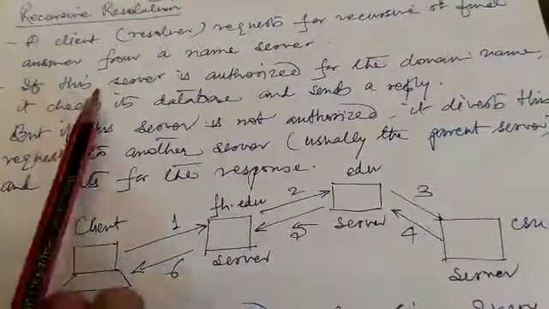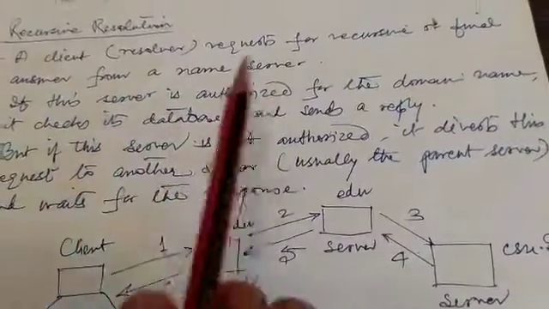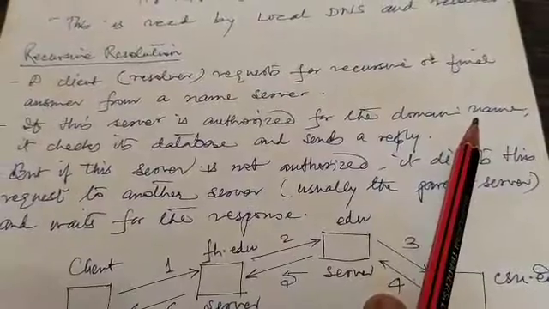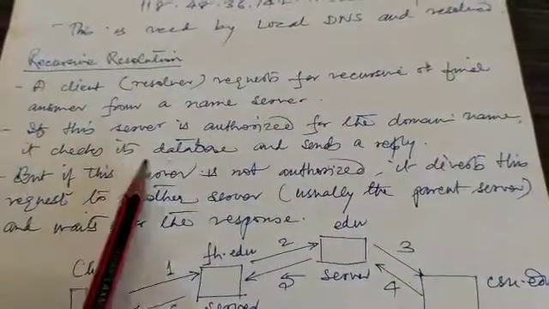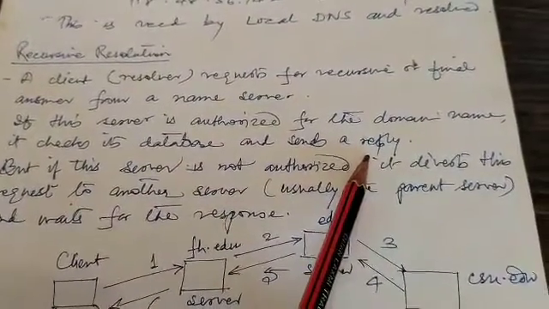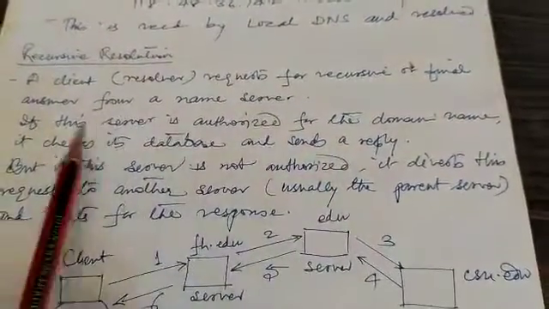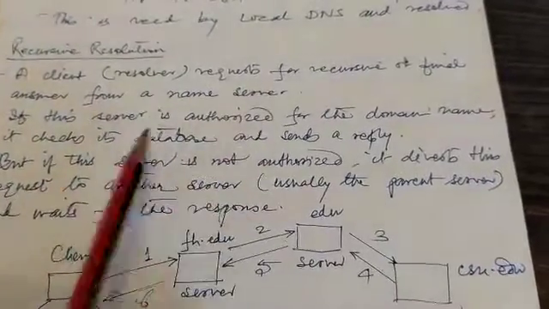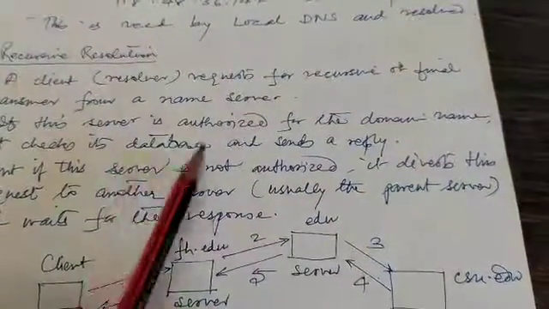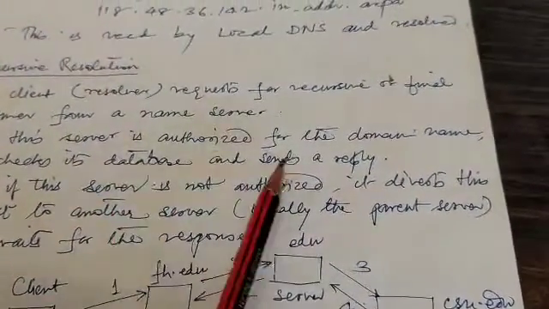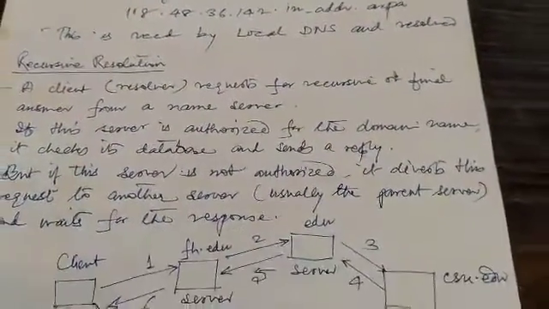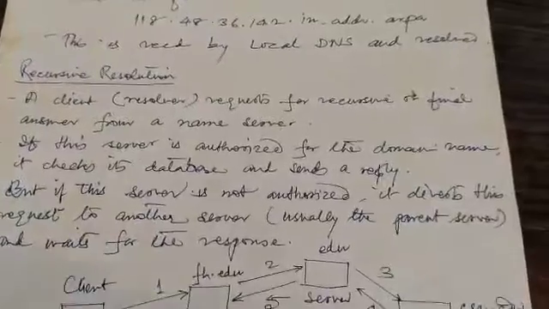If this server, that is this local DNS server, is authorized for the domain name, then it checks its database and sends a reply. Fine. So if this local server to which the query has come is authorized, then it will check its database. From there it will do the mapping and send the reply, that is, give the corresponding result.